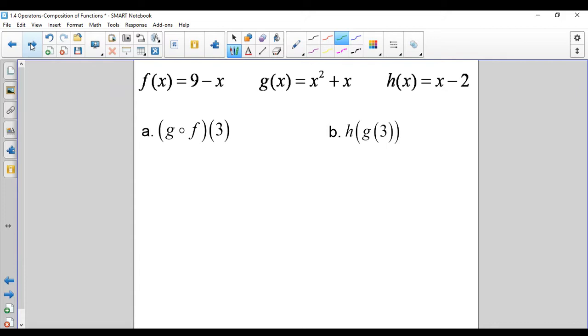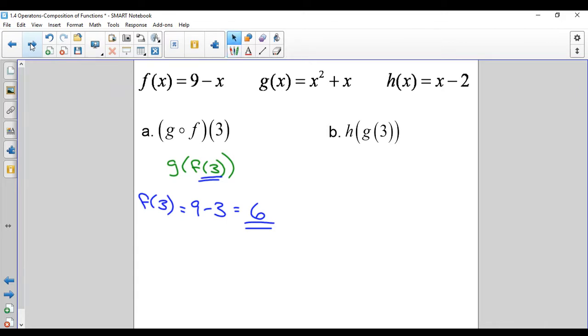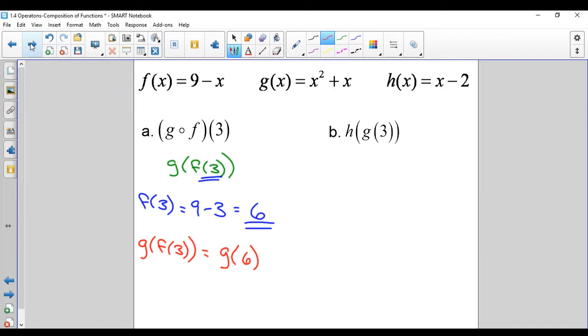The first thing I ask you to find is g of f of 3. Again, I prefer this notation. So what you need to do first is find f of 3 first. F of 3 is 9 minus 3, which is 6. So if f of 3 is 6, I'm going to rewrite this. So g of f of 3, we know f of 3 is 6, so we're really finding g of 6.